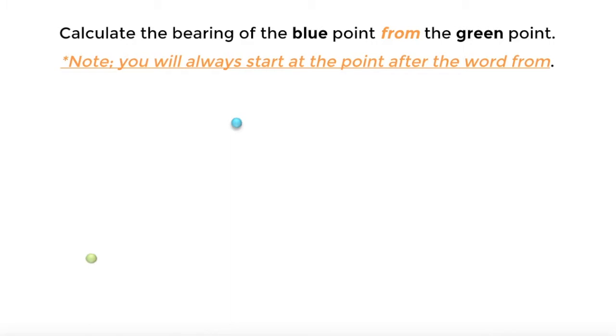I will now outline each step taken to calculate a bearing. Step 1. Using a ruler, draw a straight line in a northerly direction away from the green point. This line represents north and 0 degrees. Step 2. Draw a straight line using a ruler from the green point to the blue point. Step 3. To work out what angle you need to calculate, draw a line starting from north until you hit the line joining the green and blue point. This is represented by a purple line on your screen.